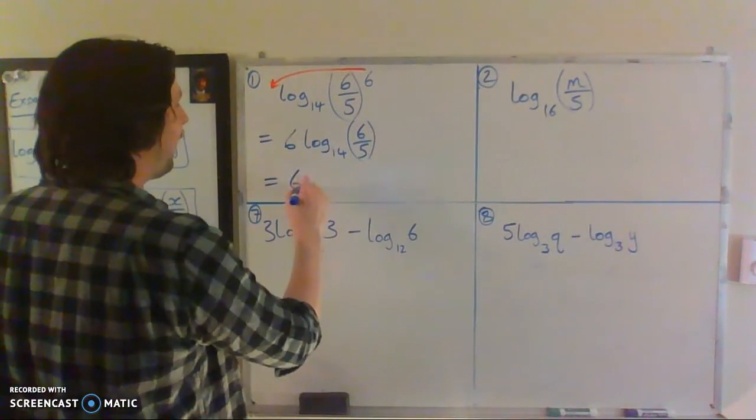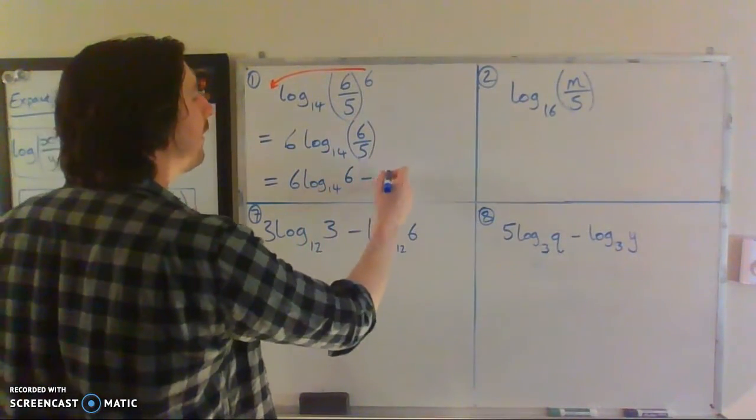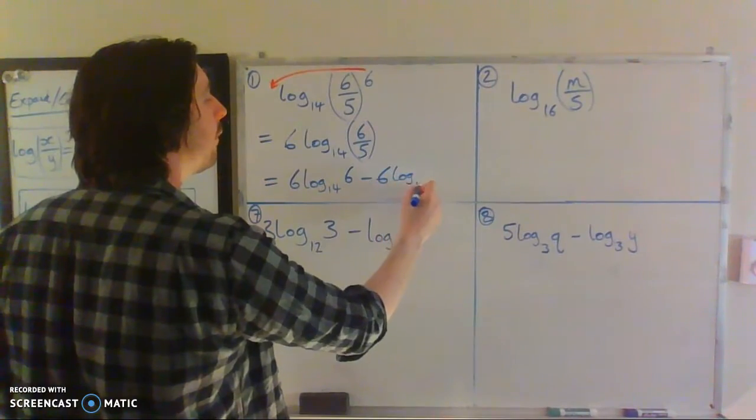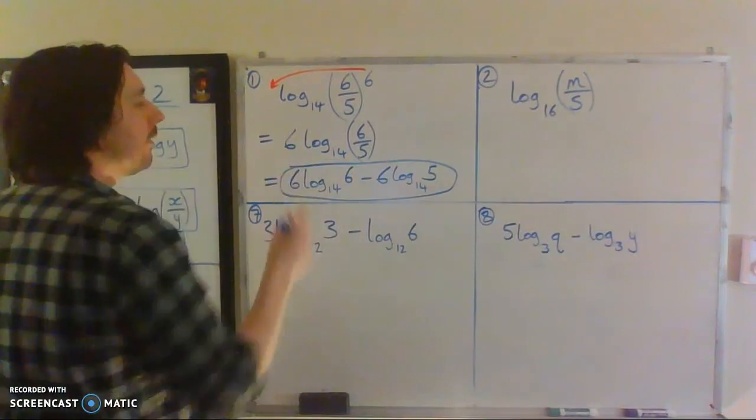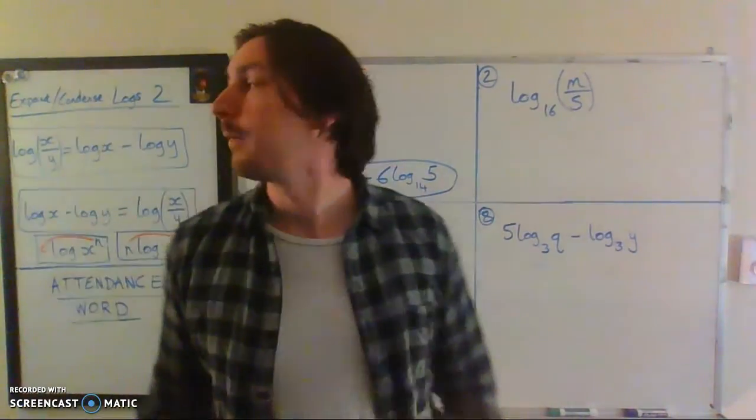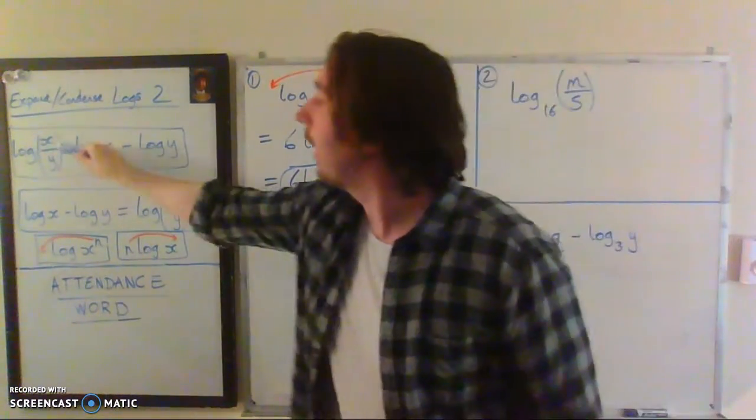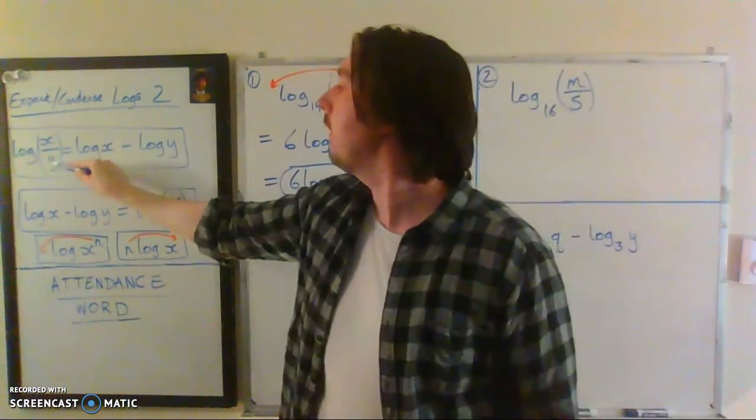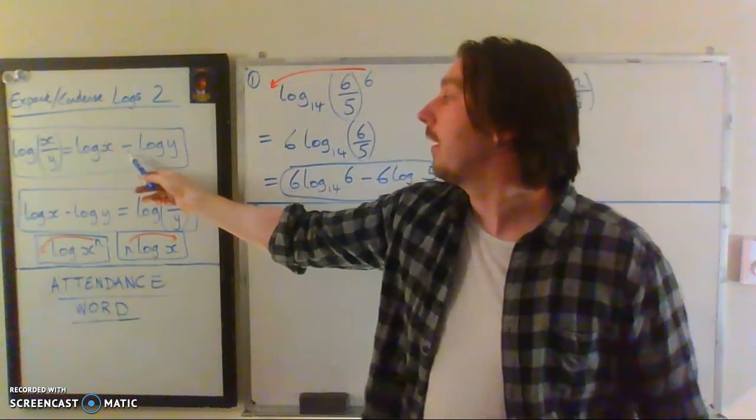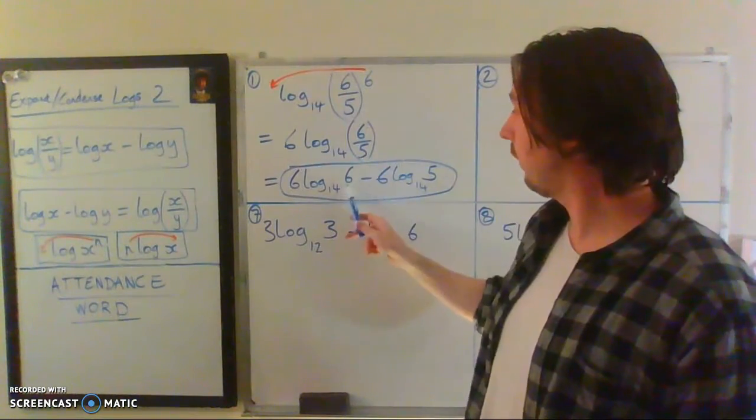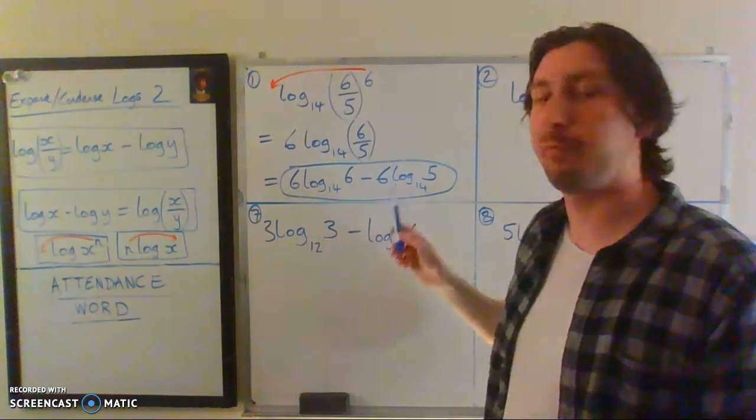Now when I expand it, I have 6 log base 14 of 6 take away 6 log base 14 of 5. You see there I've used this rule over here. Instead of x, I had a 6. Instead of y, I had a 5. And the rule is that when you expand them, you put a negative in the middle. Because I had my 6 in front, that stayed in front of both of them.